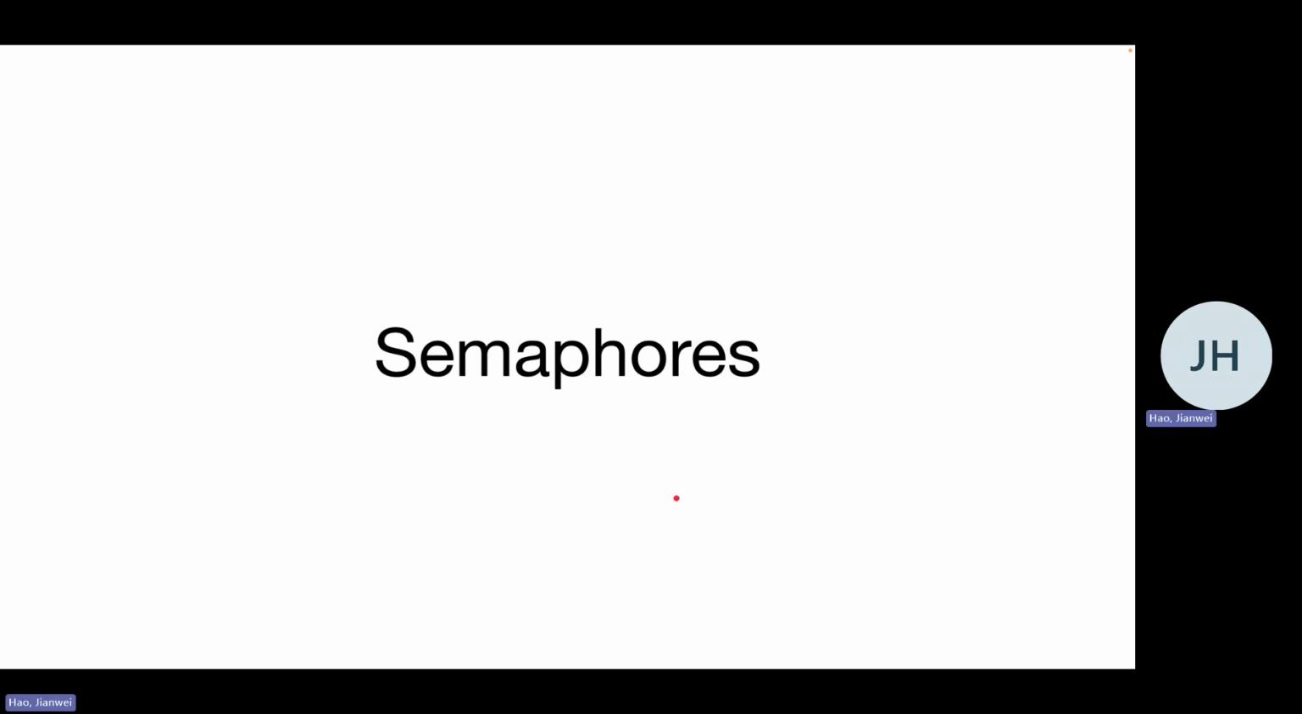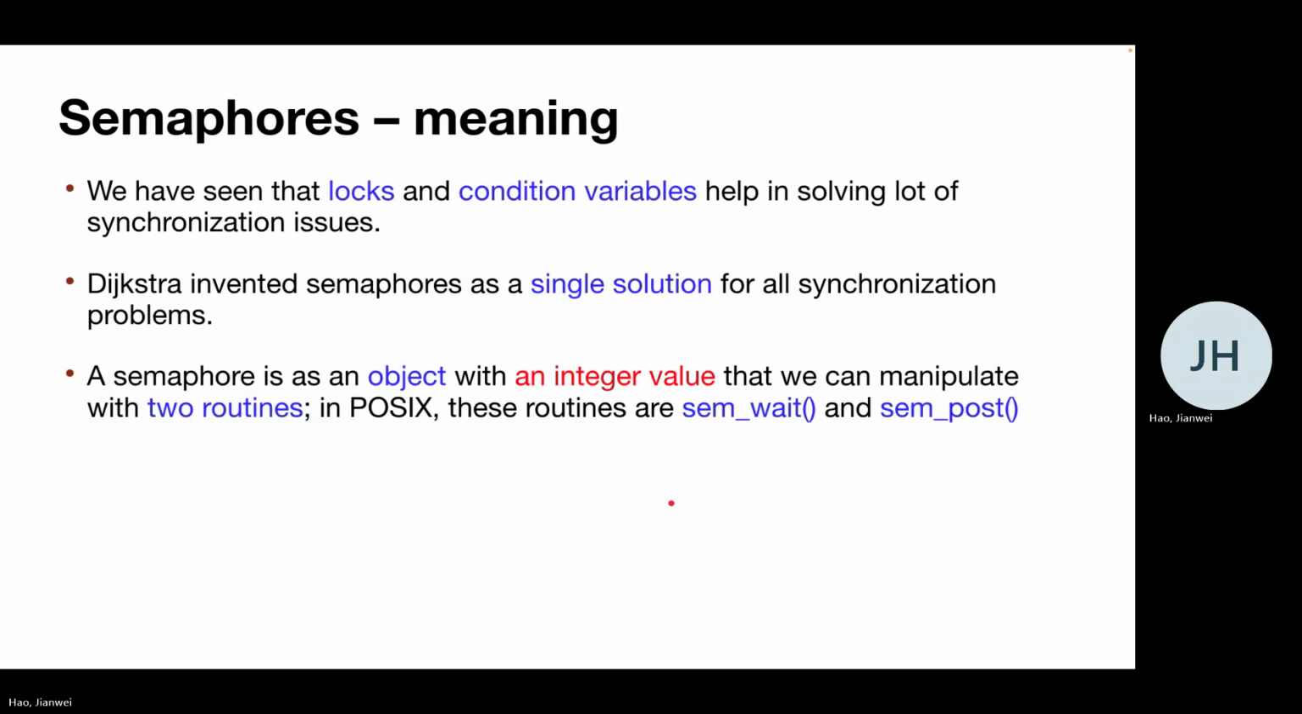So the next part is the semaphores. Semaphores, the meaning of the semaphores. We have seen the locks and the condition variables. They can help in solving a lot of the synchronization issues and data races.